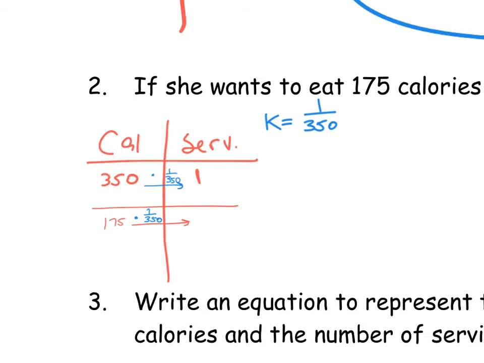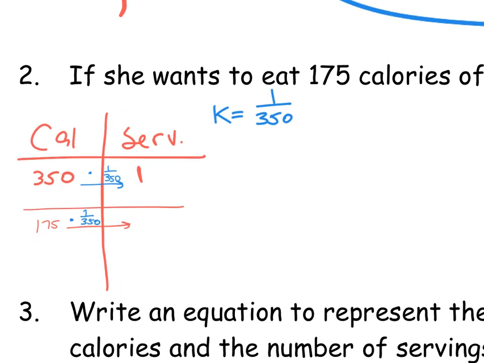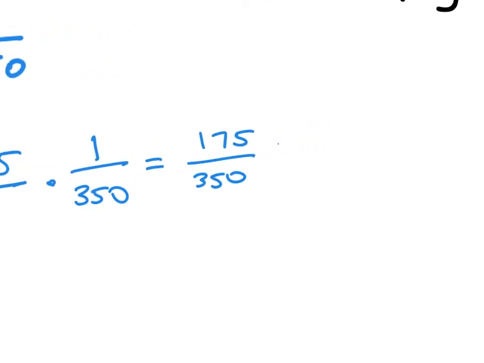So you can use a calculator to do this, but I'm going to show it the long way just for extra practice with fractions. I have 175 over 1 times 1 over 350. When I multiply across, I get 175 over 350. Now the biggest number that I can think of offhand that goes into both 175 and 350 is 25. So I'm going to divide by 25 over 25.